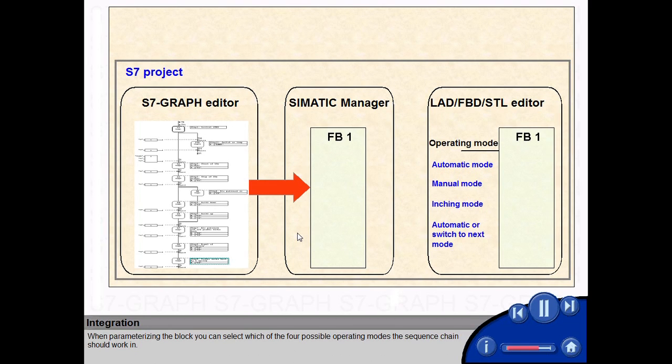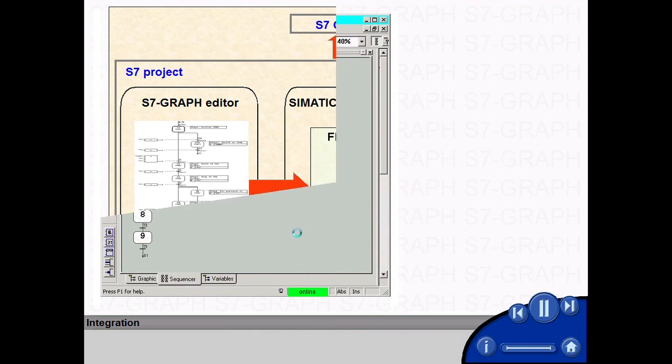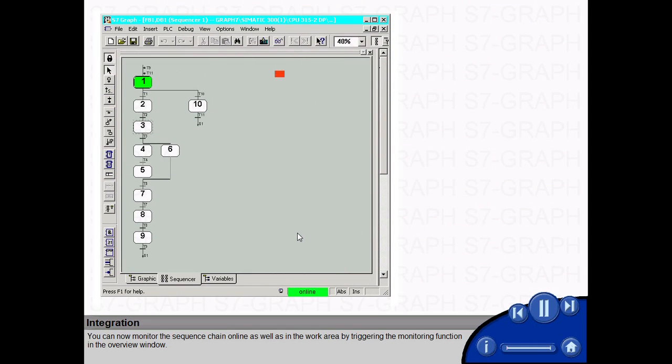When parameterizing the block, you can select which of the four possible operating modes the sequence chain should work in. For testing or commissioning, we then load the S7 project into the S7 CPU, including the now integrated S7 graph function block. You can now monitor the sequence chain online as well as in the work area by triggering the monitoring function in the overview window.